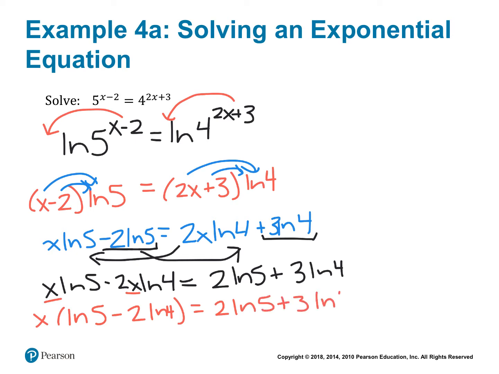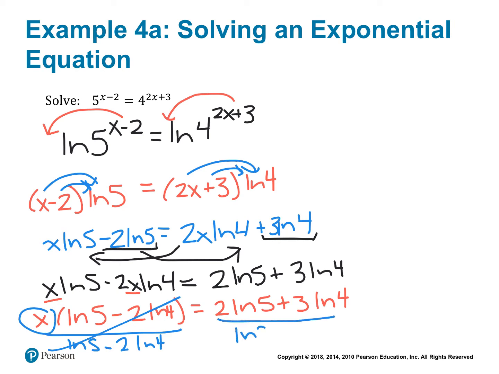And our final step, we can go ahead and divide by this whole thing, the natural log of 5 minus 2 natural log of 4, because that's going to get this to cancel, so the x is by itself. But I have to do it to the other side as well. And there's actually nothing else I can do there. So this is my final answer.